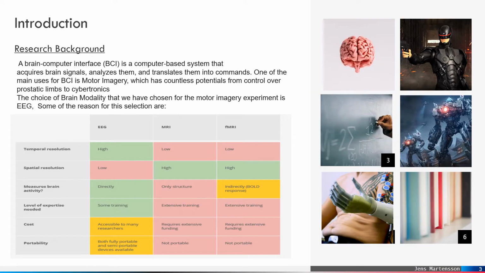As a brief introduction to my topic, a brain-computer interface is a computer-based system that acquires brain signals, analyzes them, and translates them into commands. One of the main uses for BCI is motor imagery, which has countless potentials, from the control of prosthetic limbs to cybertronics like Robocop here.